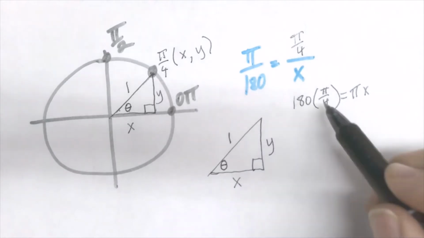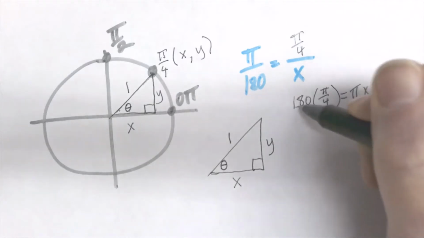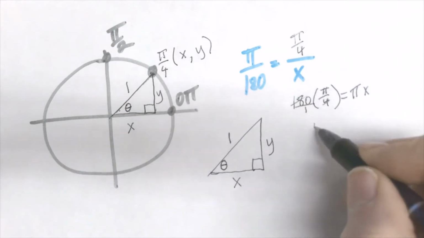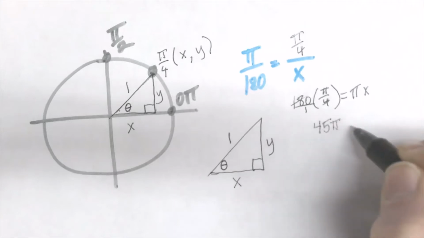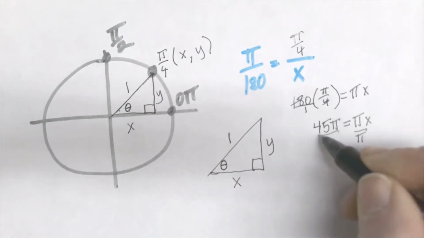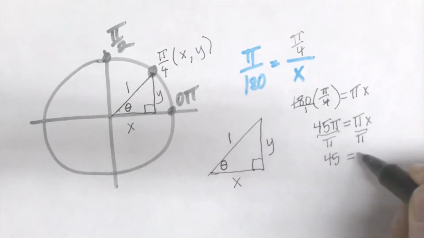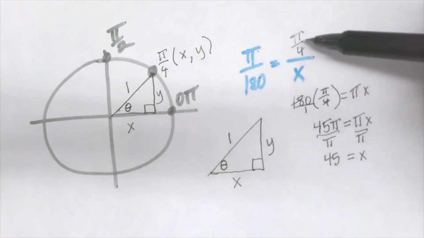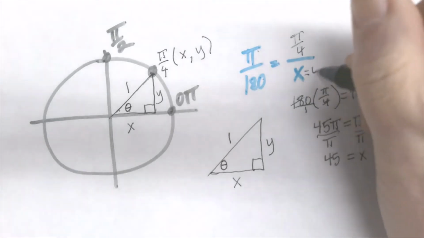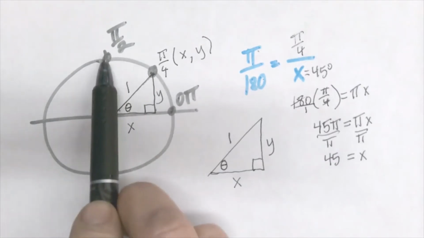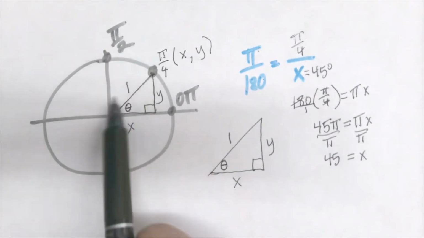So 180 times pi divided by 4, when I do simplifying, I can reduce this here. I will end up with 45 pi is equal to pi x, and if I want to get x alone, I'll divide the pi out, so 45 is equal to x. So pi radians is to 180 degrees, as pi over 4 is to 45 degrees. And again, hopefully that makes sense, because up here, right at pi over 2, would be 90 degrees, a right angle, and 45 would be half of that.